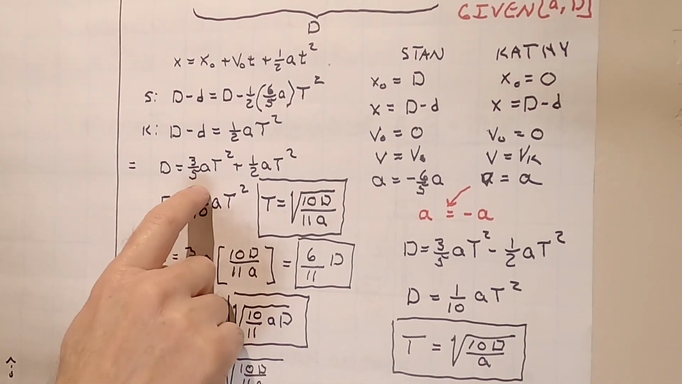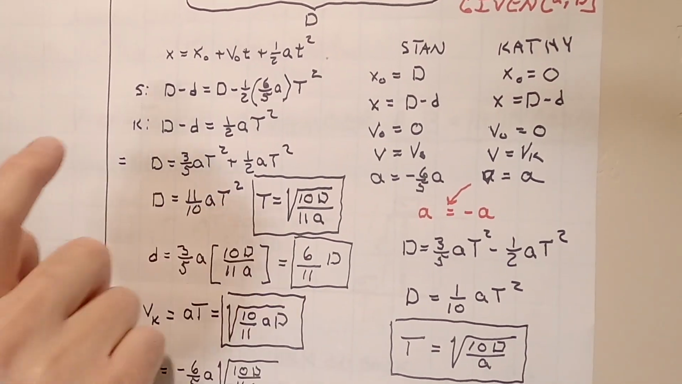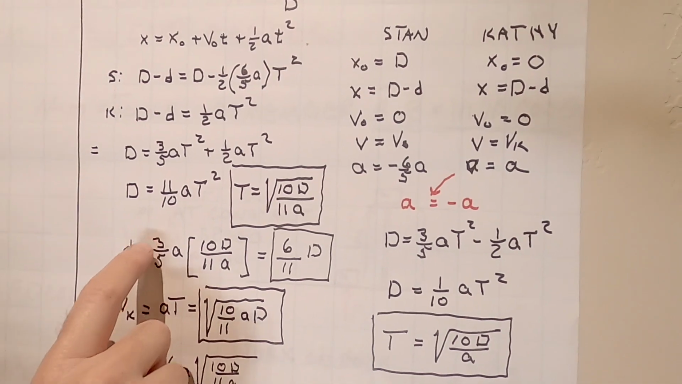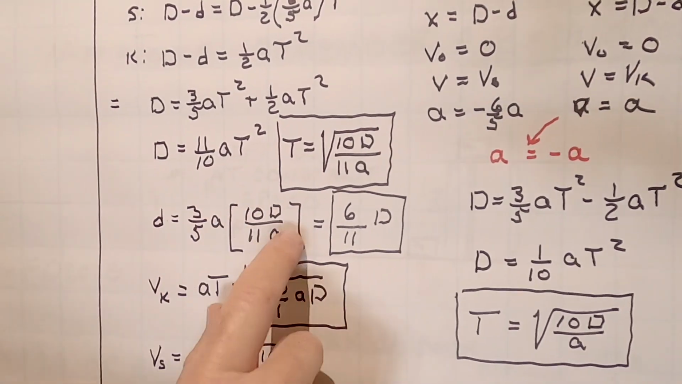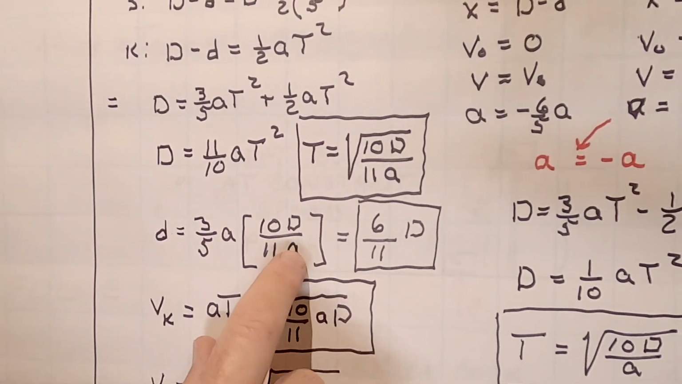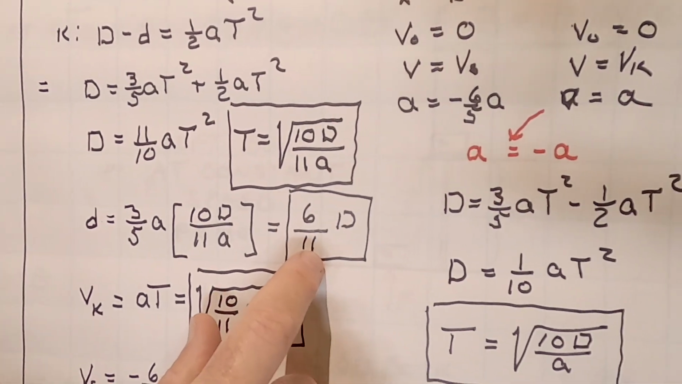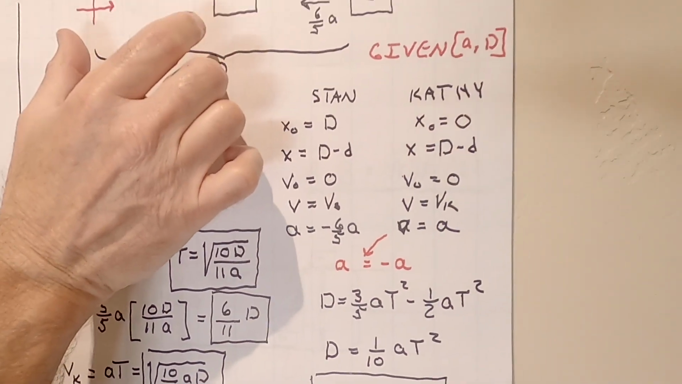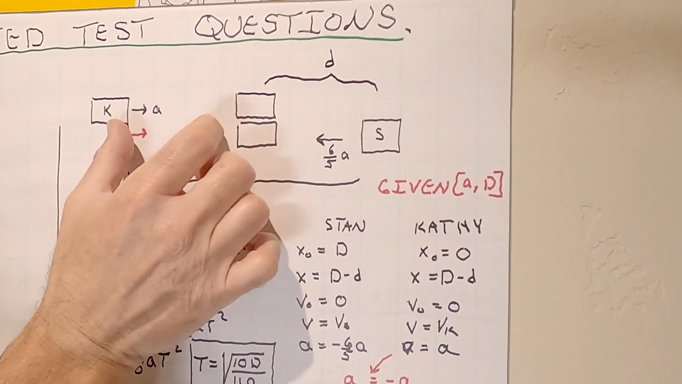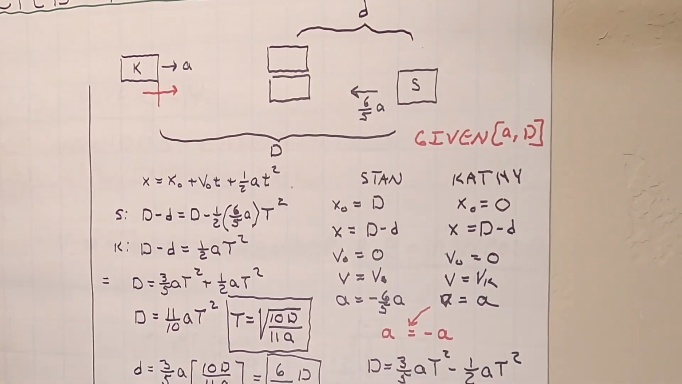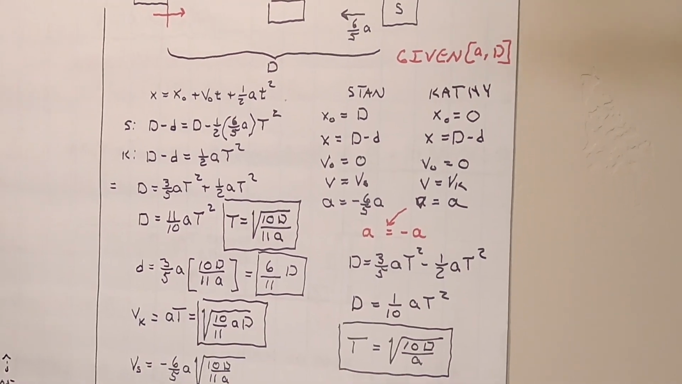So big D is just 11/10 AT squared, little d is 3/5 A times the time squared right here, and it's 6/11. Some of you on the test solved for the wrong distance right here. Just go back and look at your test to find out which one you solved for.